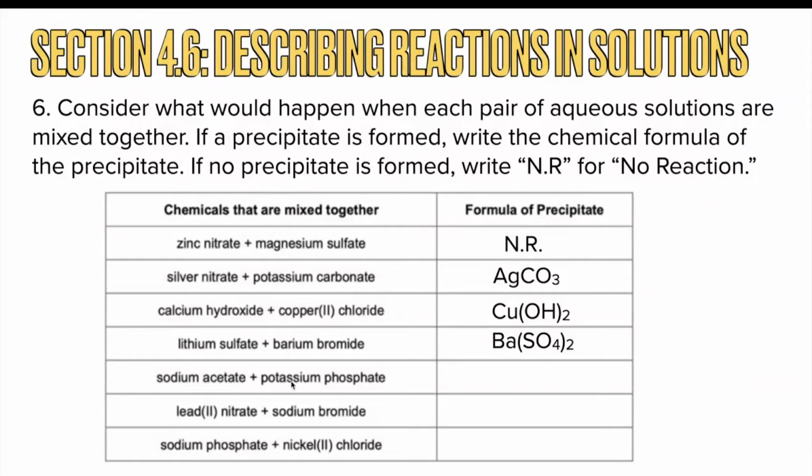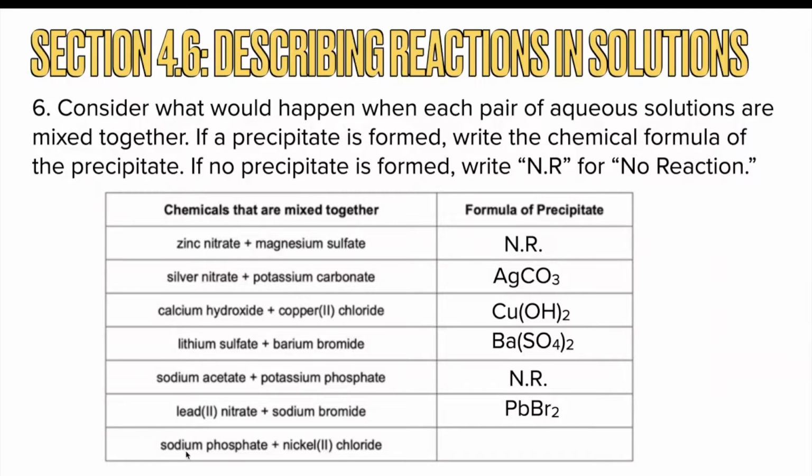Sodium acetate and potassium phosphate. So that means the sodium is going to pair up with the phosphate. Potassium is going to pair up with the acetate. Do we have a reaction there? No, we do not. Lead 2 nitrate and sodium bromide. So lead 2 gets paired up with bromide. Sodium gets paired up with nitrate. So sodium nitrate we know is going to be soluble. Lead 2 bromide, though, anytime we see lead should let us know that we're going to have something solid forming.